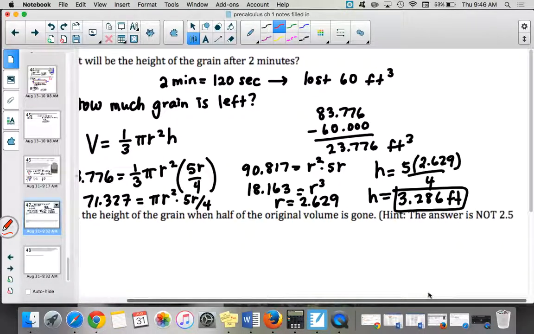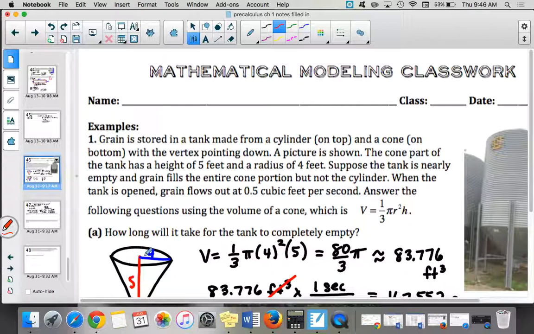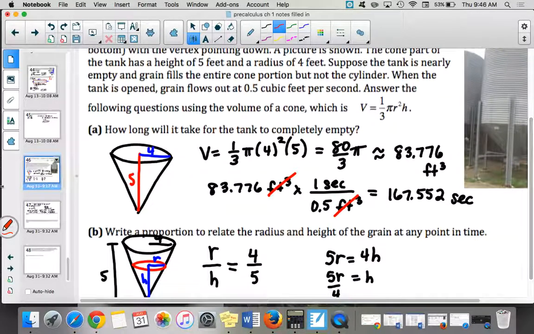So I gave you a hint. The answer is not 2.5 feet, because a lot of people assume that if it was 5 feet originally, then halfway is going to be 2.5. Tell me what's wrong with that logic. Why is it not half of its volume at 2.5 height? Where is there more volume, at the top of the cone or at the bottom of the cone? At the top, right? So it's going to be a little bit more than half. It's going to be higher than that. Does that make sense? A lot of people make assumptions that you can't.